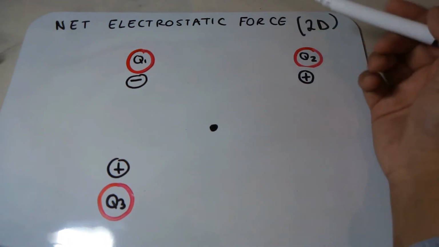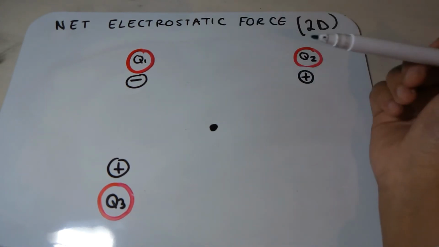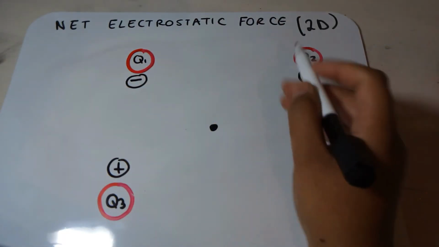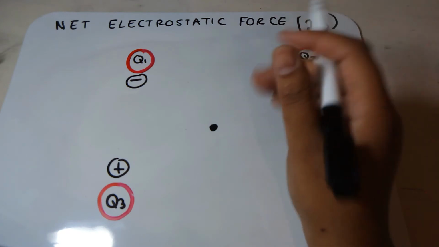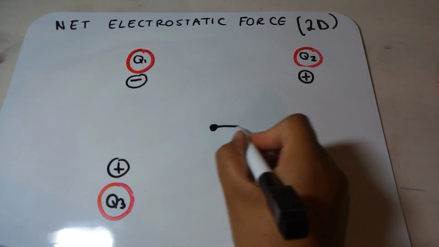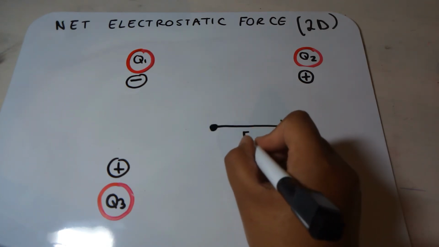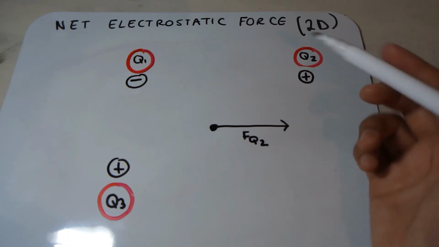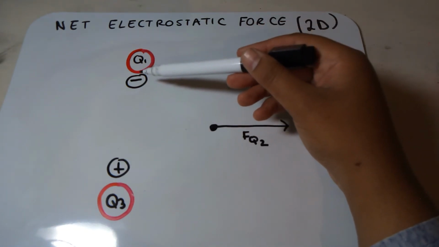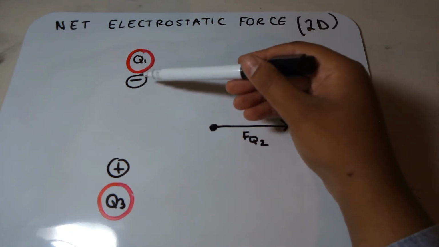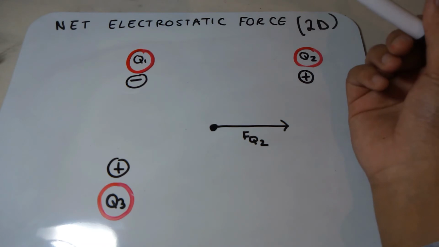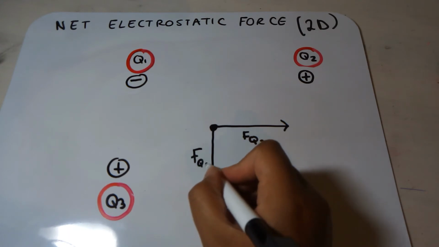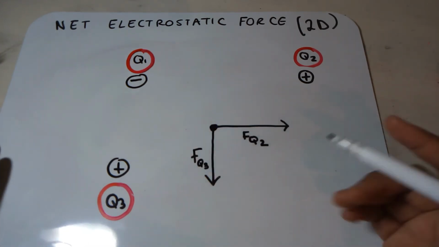So let's figure out what the force is that Q2 has on Q1. Because they are opposite, it's going to be an attraction force. And so Q2 is going to pull Q1 towards the right. Therefore, the force vector of Q2 on Q1 will look like this. That is the force of Q2. And similarly, Q3 is also going to be pulling Q1 towards itself because this is negative, this is positive, and opposite charges attract. And so that vector is going to look like this. F due to Q3. And so now we have our two vectors.